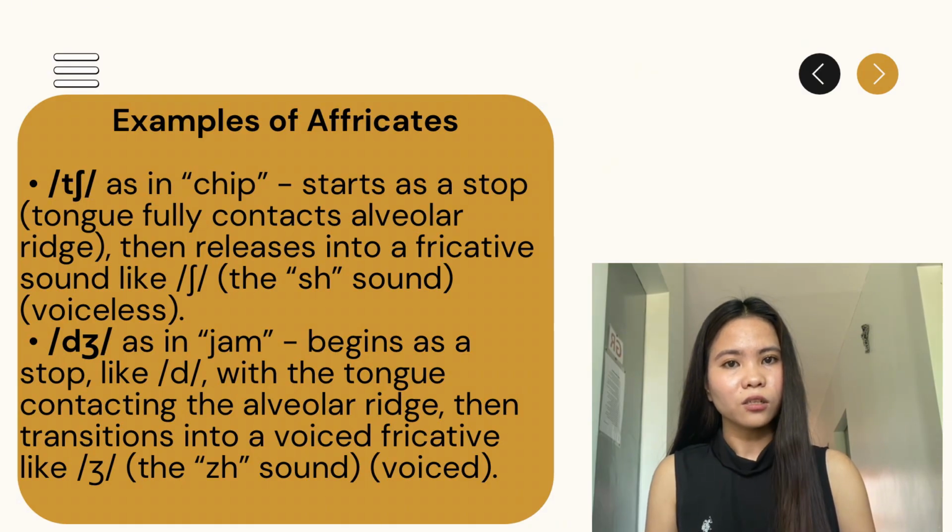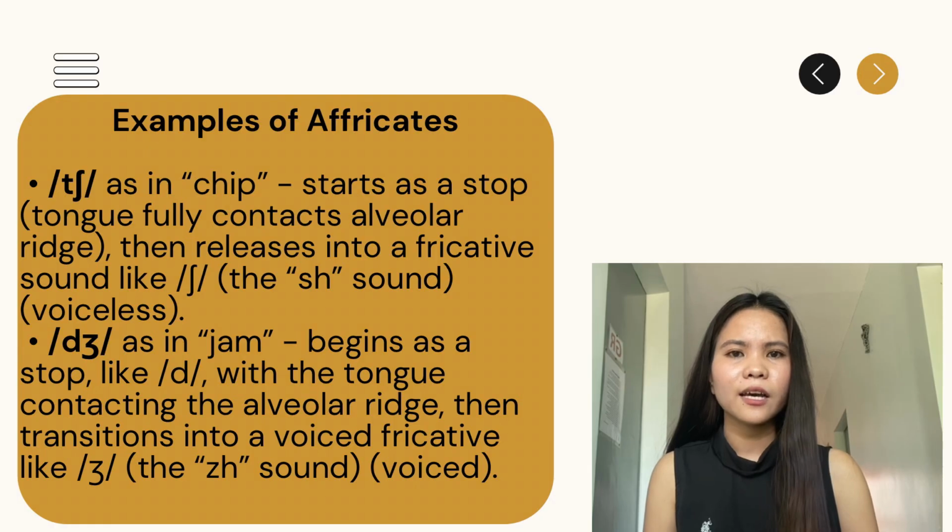J, as in jam. This sound starts as a stop, like d, with the tongue touching the alveolar ridge to block the air. It then transitions into a voiced fricative like zh, the zh sound as in measure.